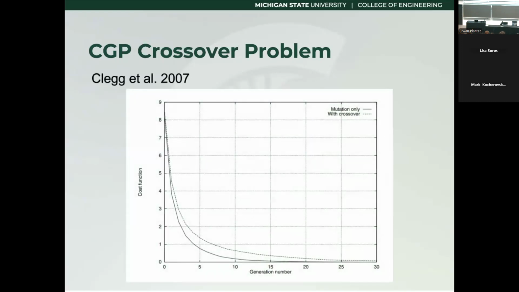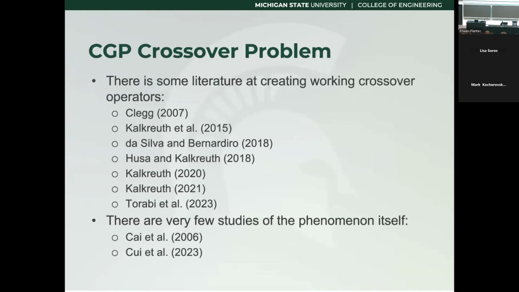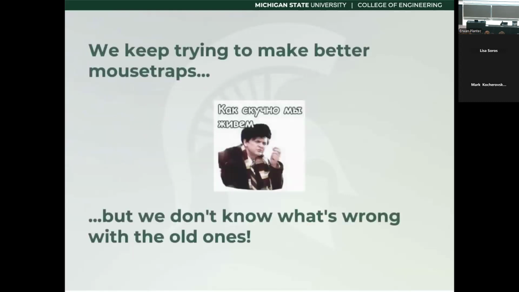And typically, we cite Clegg et al.'s work from 2007. And I'm not sure how visible this is on the screen, but it demonstrates that with crossover, the fitness trends towards 0 much slower than with only mutation. So in the literature, there's quite a few examples of crossover operators which are claimed to overcome this barrier. I won't go through all of these in depth, but we will see one in action soon. But there are very few studies of the phenomenon itself. So what we're looking at is people are trying to make better operators, but without an understanding of the problem with the traditional crossover operator.